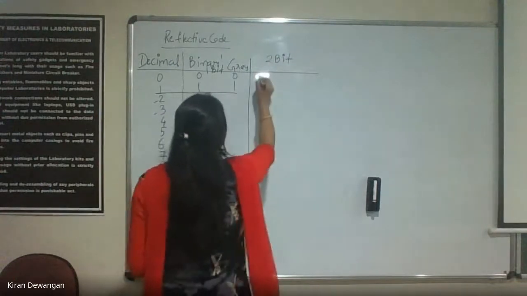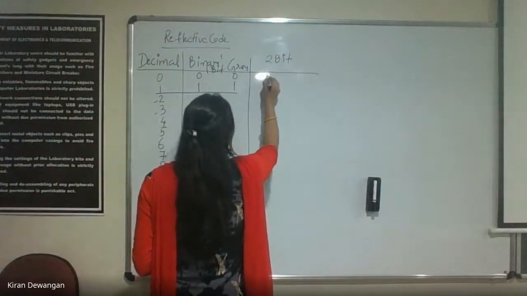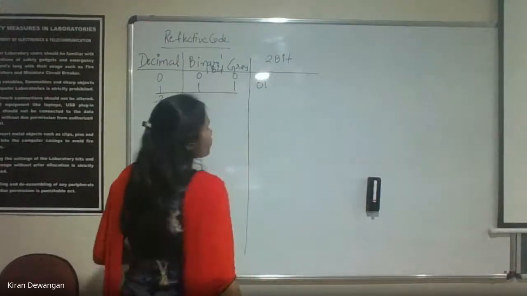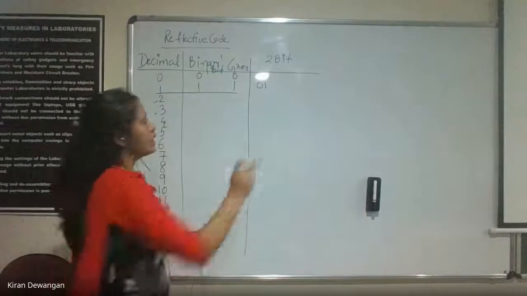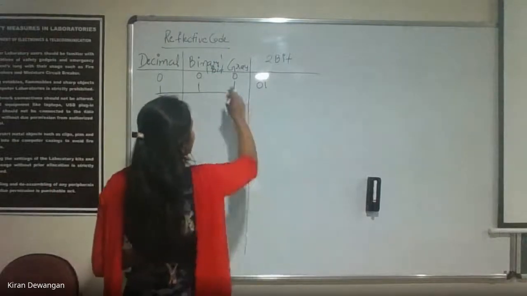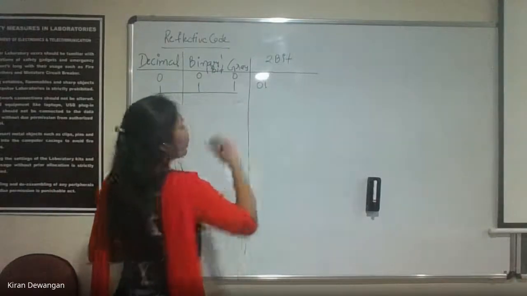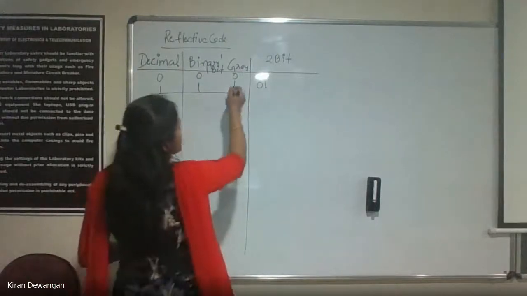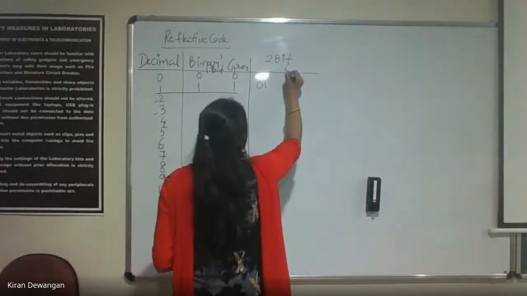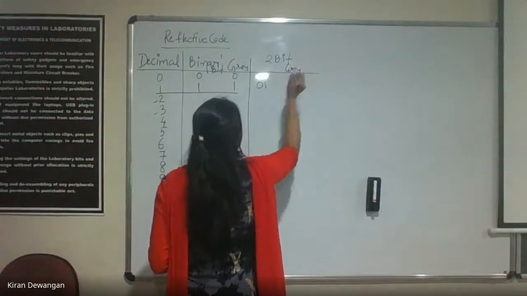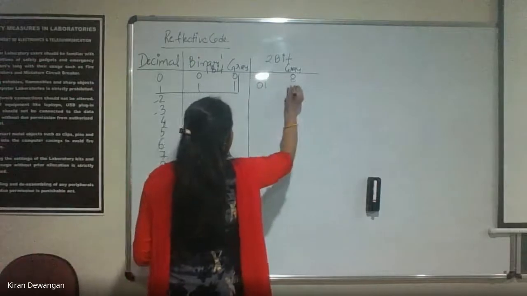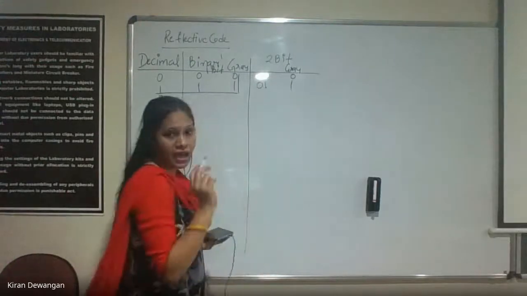2 bit 0 is written in binary as 0 0 and 0 1. Now what do we do in the case of reflective code? This 0, this is gray. These two are written as they are.